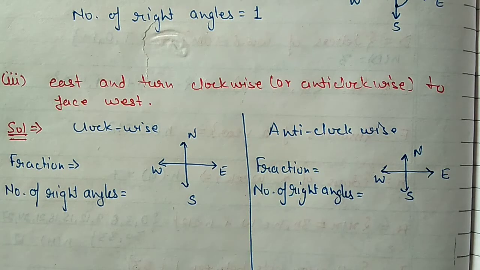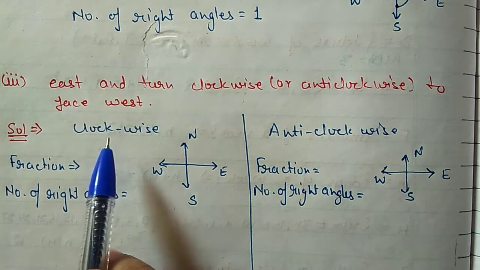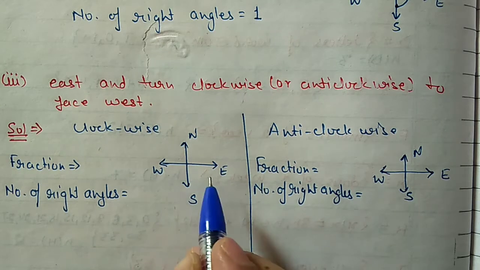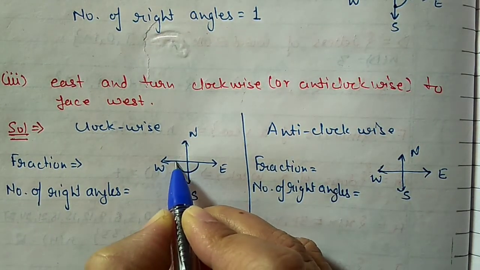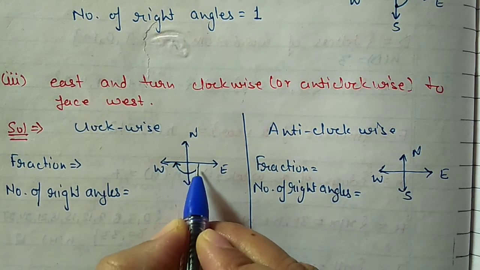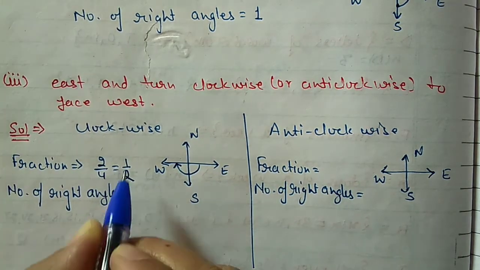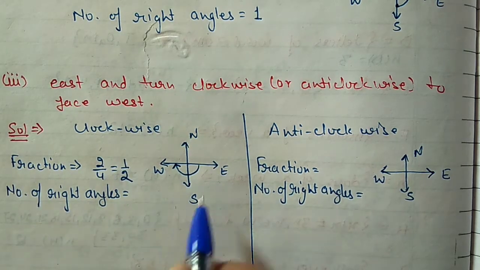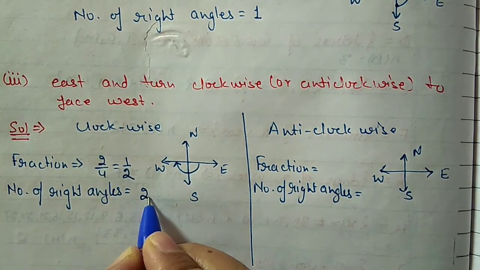Next, third part: east, and turn clockwise or anti-clockwise to face east. I have taken both ways, you have to do any one. Clockwise means it will move in this direction. First it is at the east position and then it will move to west, first here to here and then here to here. So you can see it is moving 2 directions out of 4 directions. So 2 by 4 means 1 by 2. Always convert into the simplest form if it is possible. And for the number of right angles, you can see one right angle here to here and one more right angle here to here. So it is moving 2 right angles.